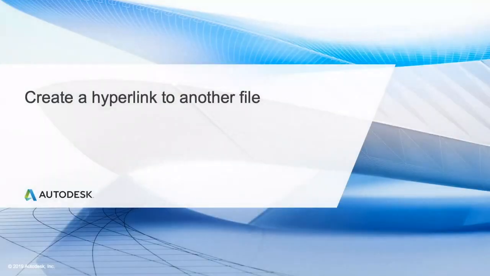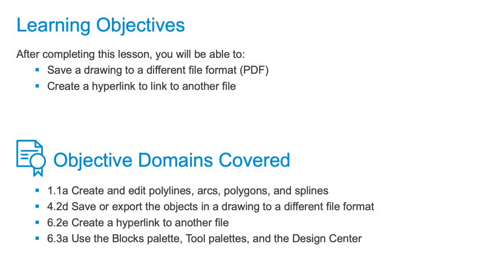In this lesson, I'm going to save a drawing as a PDF. AutoCAD allows you to export objects in a drawing to DWF, SAT, STL, BMP, IGS, EPS, or DGN formats. SAT and IGS formats are used in 3D CAD software. The STL format is used for 3D printing.